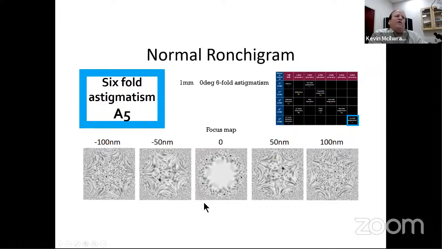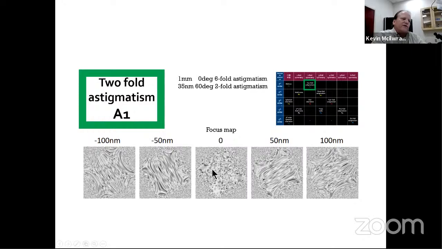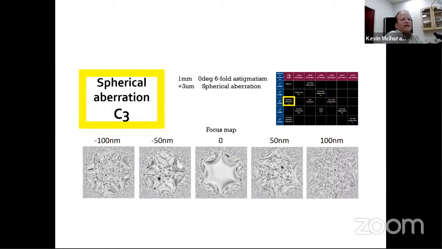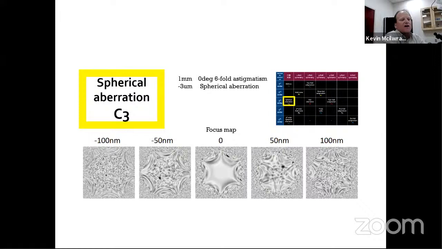These are focus maps that show what's happening with the Ronchigram. And the Ronchigram with the corrector is not a round circle. It's this big six-star thing, possibly with 12-fold symmetry. As we change astigmatism, twofold astigmatism, focus map zero looks good, but you can also see how things stretch. Axial coma, threefold astigmatism, C3 spherical aberration. You can see the six-star pattern that we get in the zero, these spikes. And now this is what your Ronchigram looks like with the CS corrector.